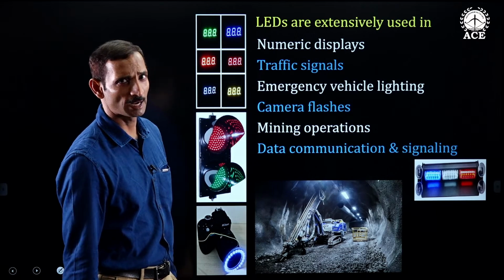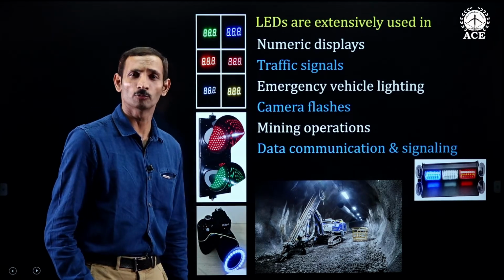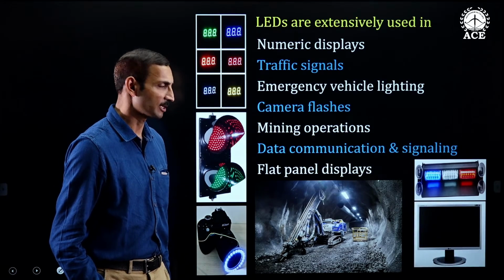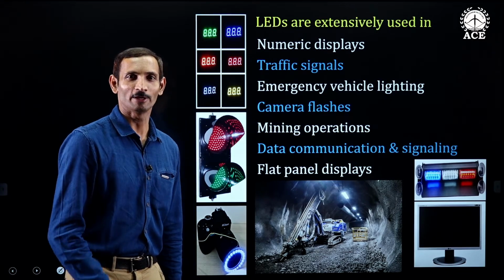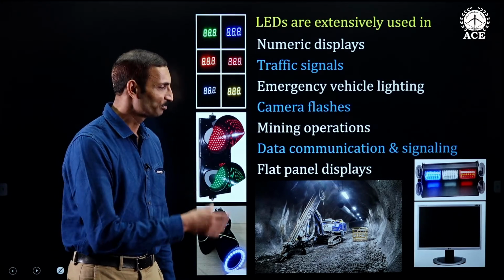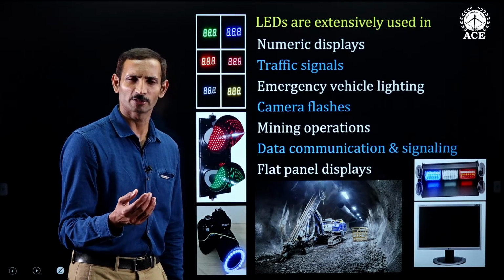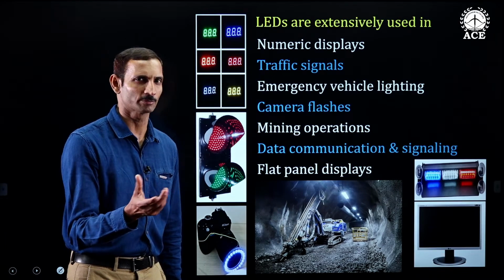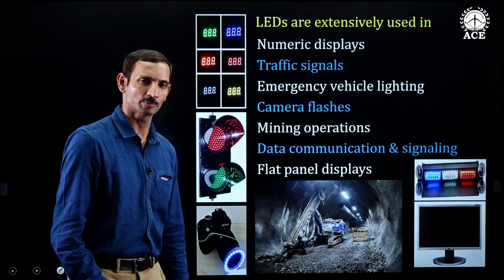They are also used in data signaling and data communication, where data is sent through fiber cables, and then in flat panel displays. So you might already know them. There will be an LED TV or LCD TV. There are two different kinds of LED TVs, edge lighting and central lighting. So these are used in those flat panel displays as well.